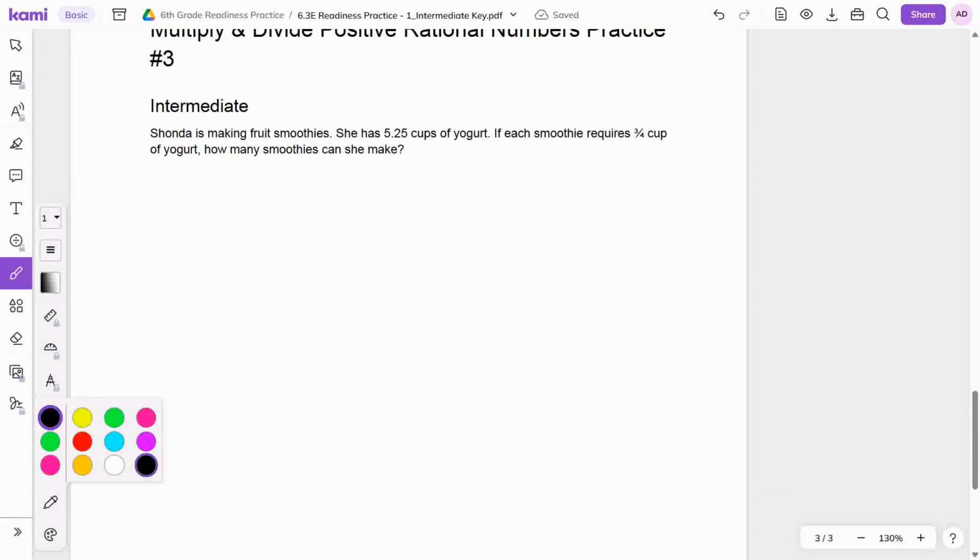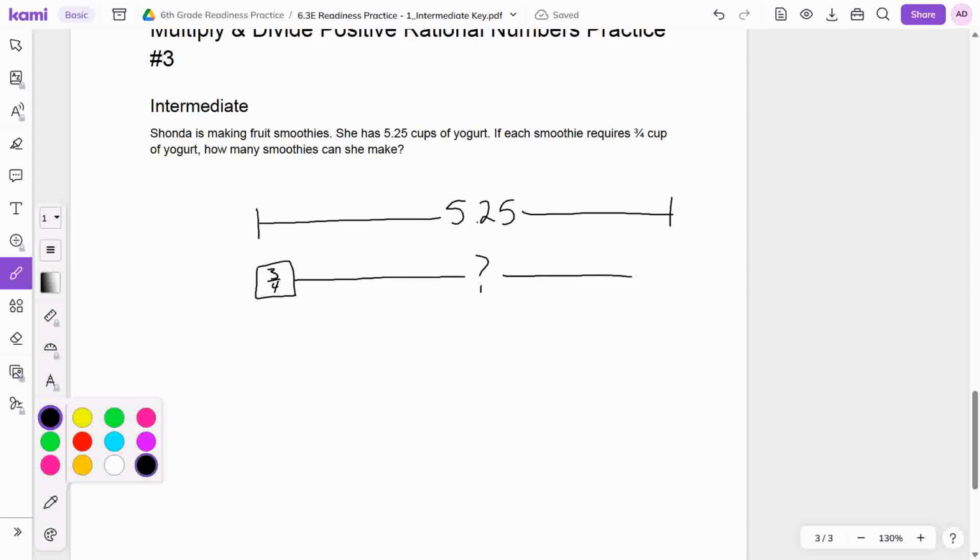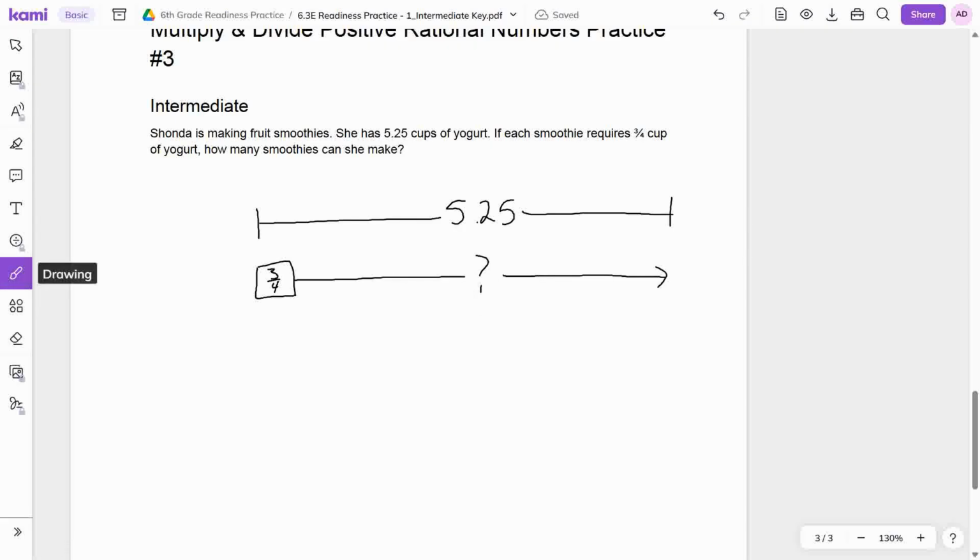All right, so Shonda's making fruit smoothies. She has 5.25 cups of yogurt. All right, so this is one which we can put our total up top, 5.25. And if each smoothie requires 3/4 of a cup, how many 3/4? All right, so we're going to divide it into cups. Each cup is 3/4. Question is how many 3/4 can we get out of that? So we're going to take our 5.25 and we're going to divide it into little cups, and each cup can take 3/4 of a cup.